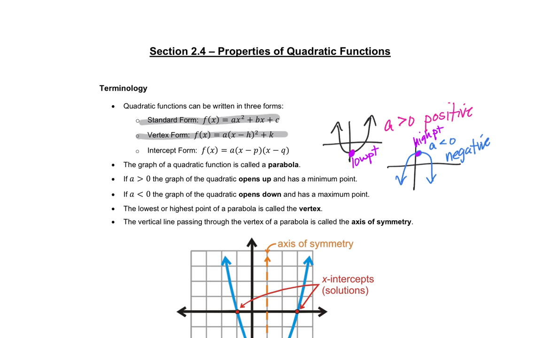The line that goes through the vertex is your axis of symmetry. So this is your axis of symmetry. And it will be x equals some number. And that some number is the x value of your vertex, which we'll get more into. So that's pretty much all the parts there.